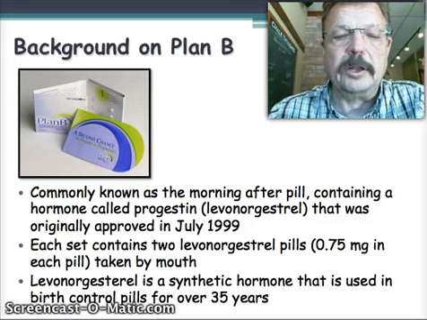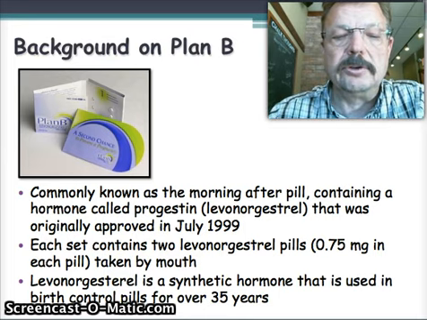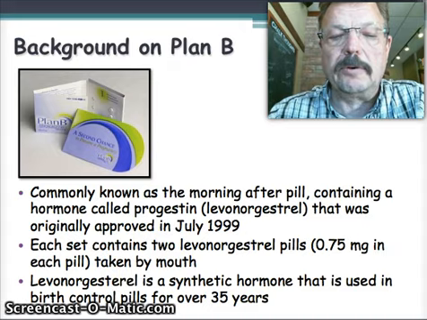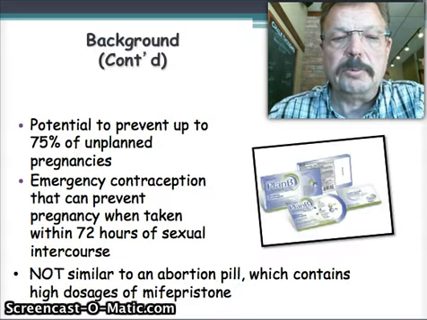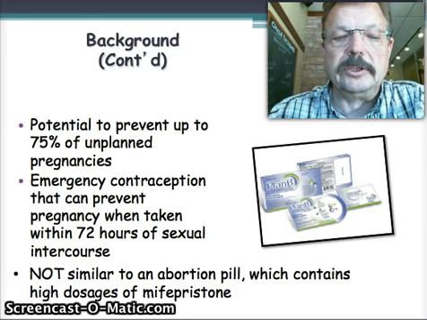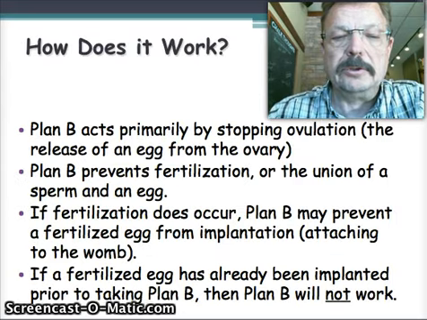Plan B, commonly known as the morning after pill, contains the hormone progestin and was originally approved in July of 1999. Each set contains 2 levonorgestrel pills, 0.75 milligrams in each pill, taken by mouth. It is a synthetic hormone that has been used in birth control pills for over 35 years. It has the potential to prevent up to 75% of unplanned pregnancies. It is considered an emergency contraceptive that can prevent pregnancy when taken within 72 hours of sexual intercourse. It is not similar to an abortion pill, which contains high doses of mifepristone.